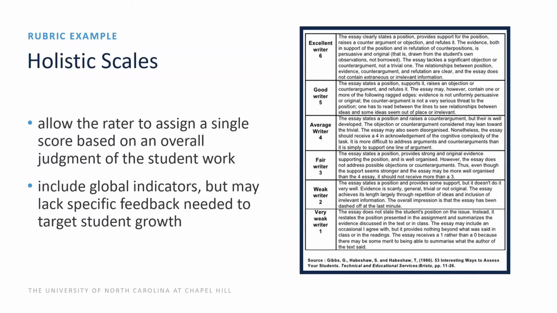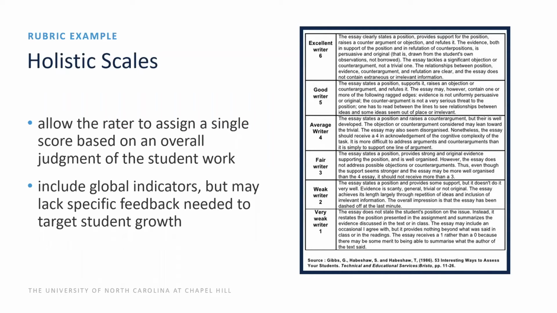So the first type is what's known as a holistic scale rubric, which allows the rater to assign a single score based on the overall quality or their overall judgment of the student's work. And so this might be analogous to just assigning a letter grade to an entire piece of work. You get an A, B, C, D, or F. Those are holistic categories, and every aspect of their performance is sort of subsumed within that.